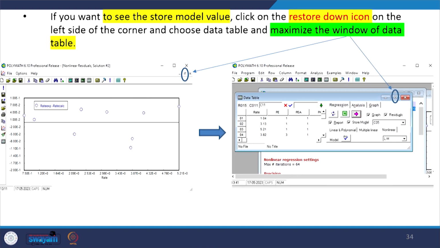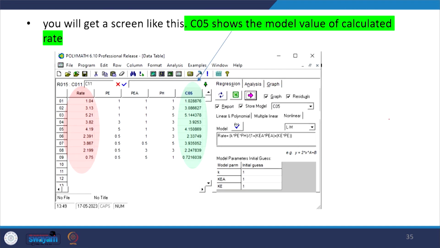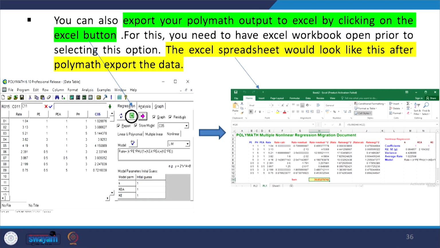And if we maximize the window, meaning restore the icons, here C05 is the column. This column is the calculated value, and this is the experimental value: experimental rate and calculated rate. For the first data point you can see experimentally 1.04 and calculated 1.02, and for the last point 0.75 experimental and 0.72 calculated. Similarly, all points match almost closely. This is by considering model A.